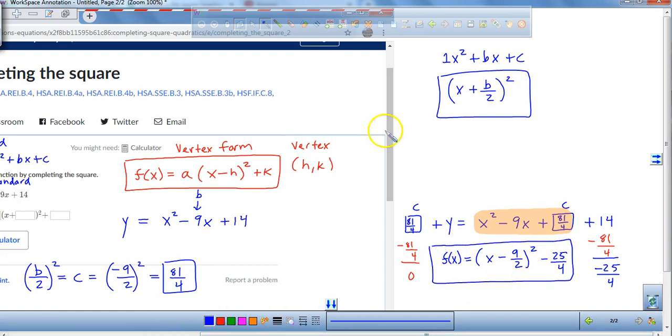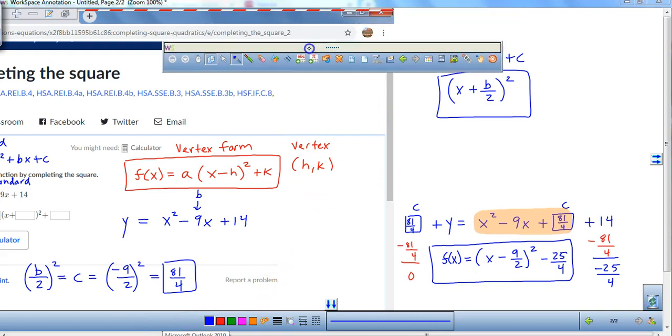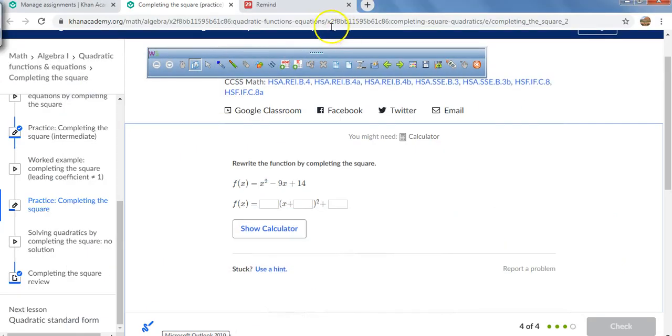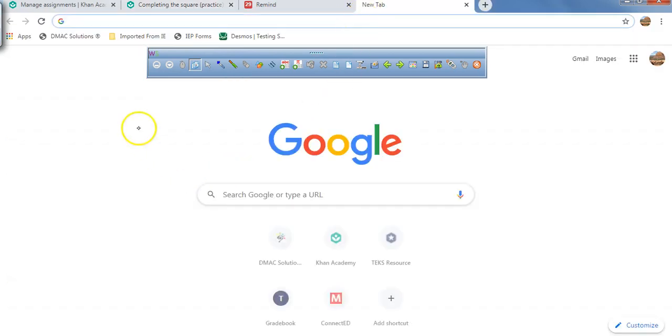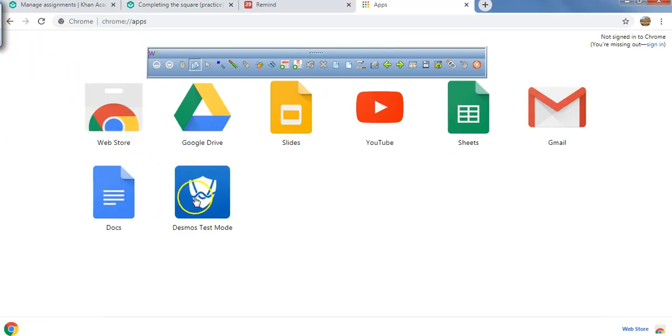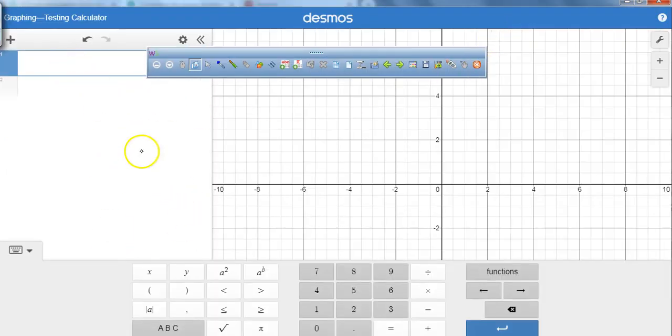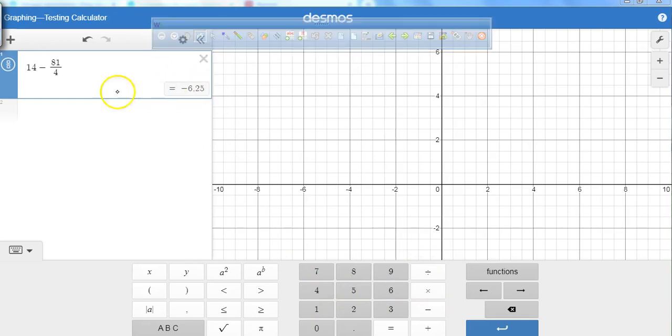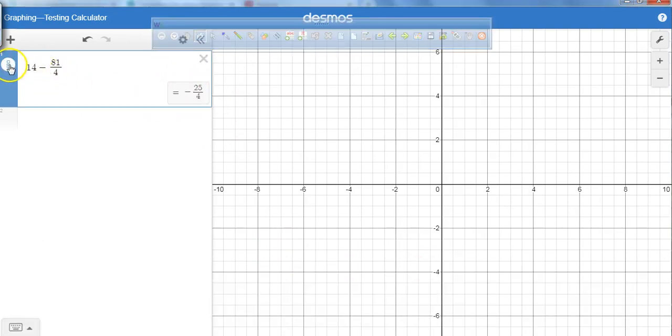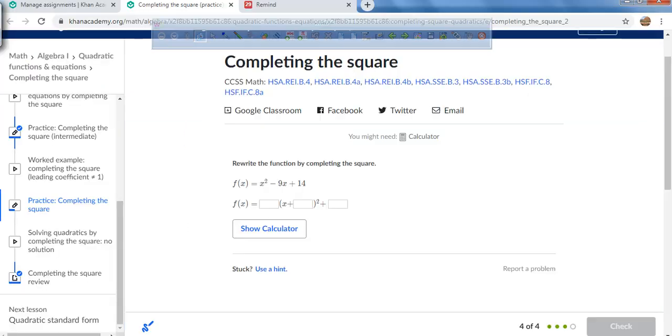If you ever needed to use Desmos, you can certainly use Desmos when you're doing this. Let me get my Desmos open here real quick. So you could use this as your little graphing calculator to help you out. If you had 14 and you took away 81 divided by 4, you can see it's negative 6.25, but you can hit this little thing right here, and it changes it to a fraction. So we're just going to leave that as negative 25 over 4, and that's what we're going to type in to the Khan Academy.